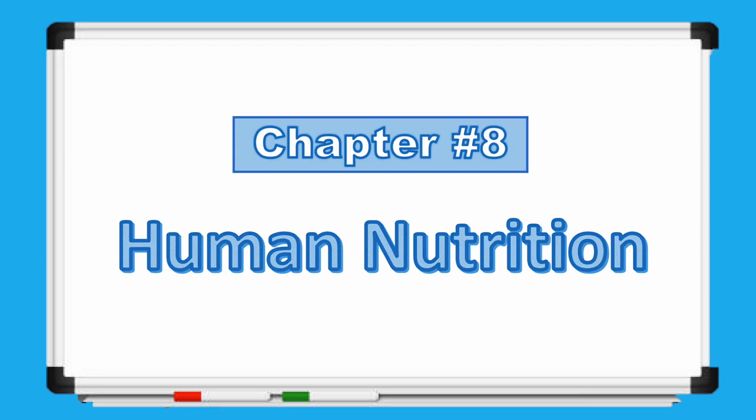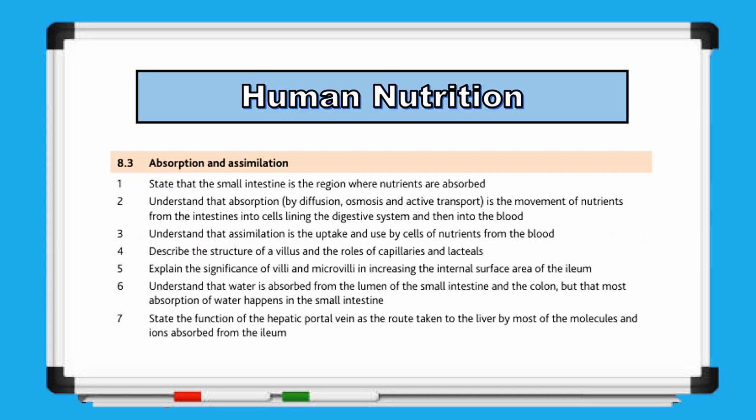Right now, we're focusing on Chapter 8, Human Nutrition. So far, we've completed 2 units. First, we studied diet, and then we explored the human digestive system. Now, it's time to move on to the third and final unit of this chapter. This unit is Unit 8.3, Absorption and Assimilation.